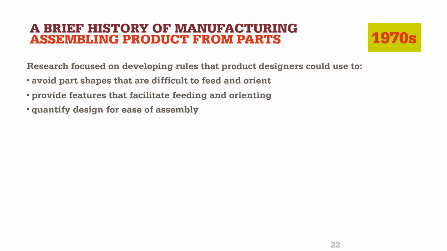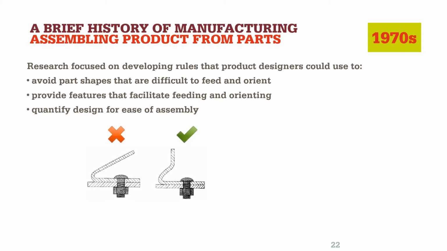Research in this period focused on developing rules that product designers could use to avoid shapes that were difficult to feed and orient, and to provide features that facilitate that process, particularly around quantifying how we would design for ease of assembly. Here are a couple of examples.